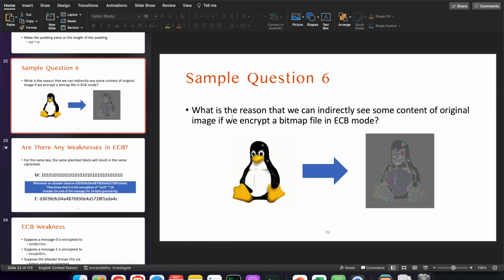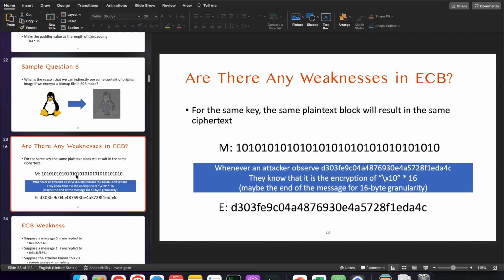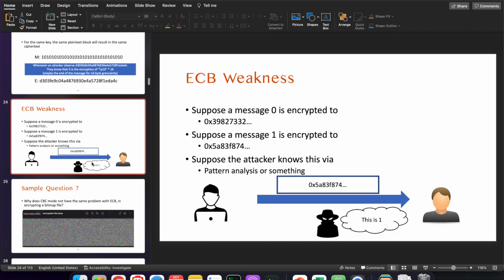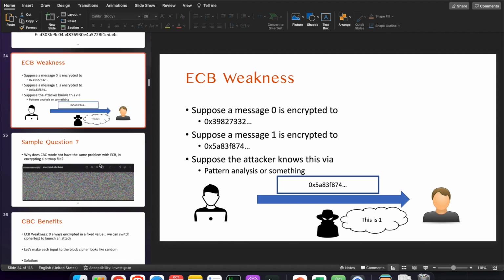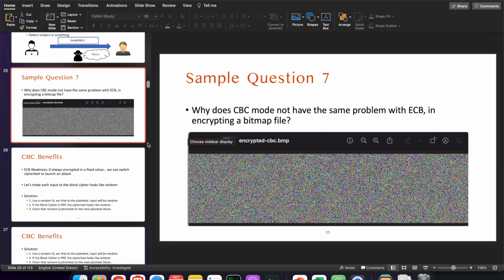To answer this question, please study the attached slides about the ECB. And then the next question is about the same bitmap file, but in this case about the CBC mode. Why does the CBC mode not have the same problem as the ECB in encrypting a bitmap file?